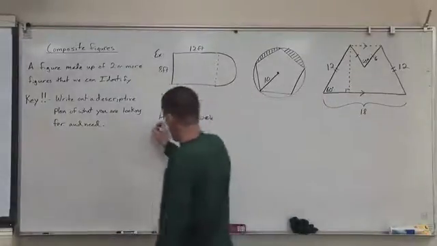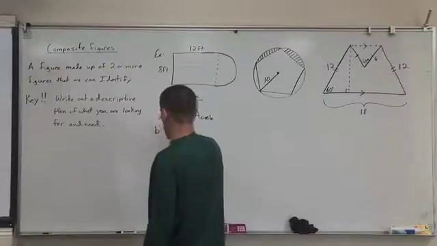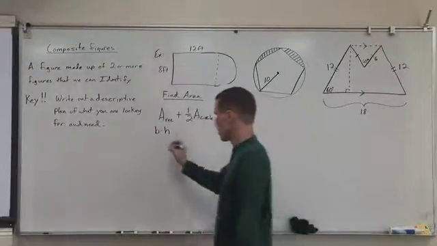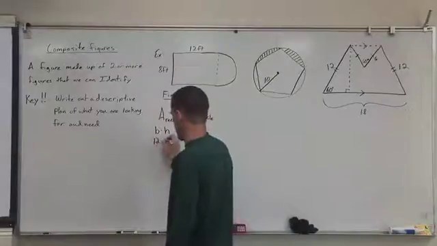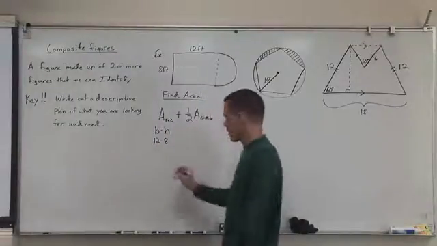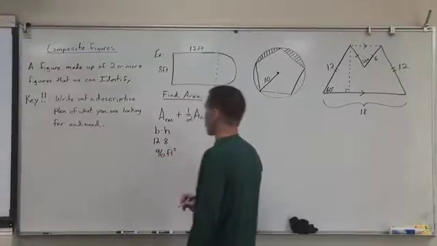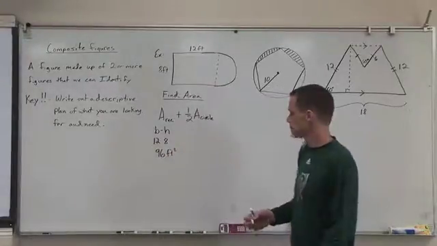The area of a rectangle is base times height. Now we have to remember this is the base and the height of the rectangle. The base of the rectangle appears to be 12 and the height is 8. This gives us 96 feet squared for the area of the rectangle.